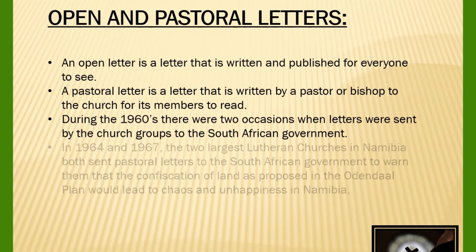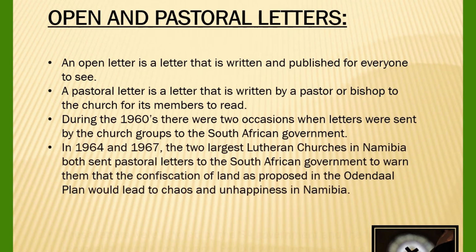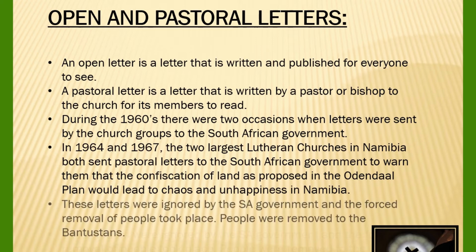During the 1960s, there were two occasions when letters were sent by the church groups to the South African government. In 1964 and 1967, the two largest Lutheran churches in Namibia both sent pastoral letters to the South African government to warn them that the confiscation of land as proposed in the Odendaal plan would lead to chaos and unhappiness in Namibia. These letters were ignored by the South African government and the forced removal of people took place. People were removed to the Bantustan.